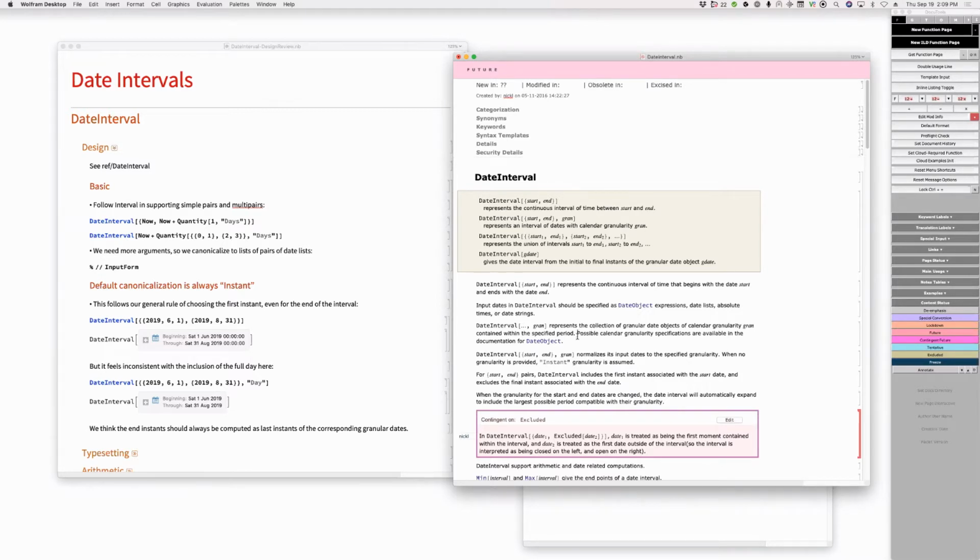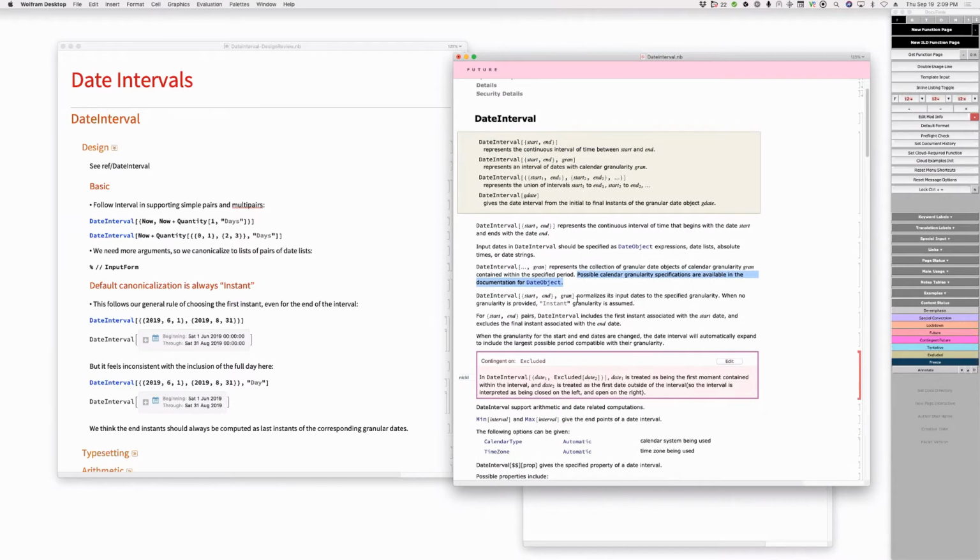Oh, please don't do that. Please don't ever do that. Just list them here as well. Okay? Excludes the final instance.